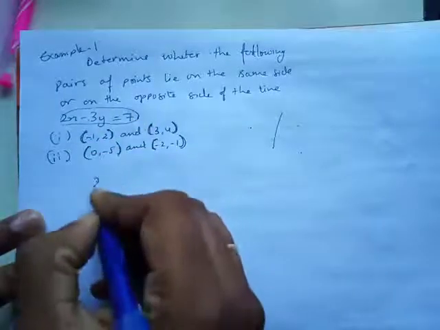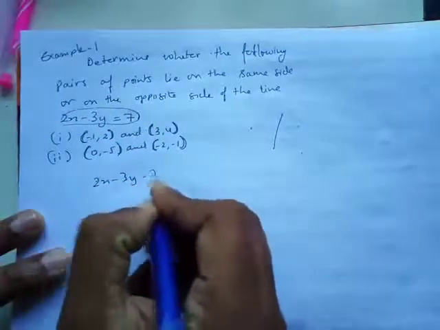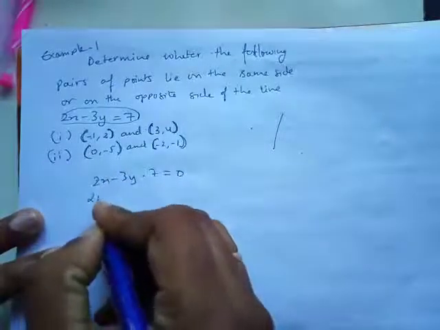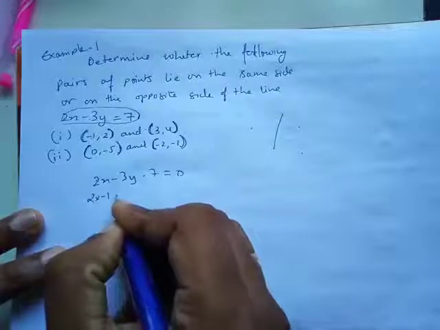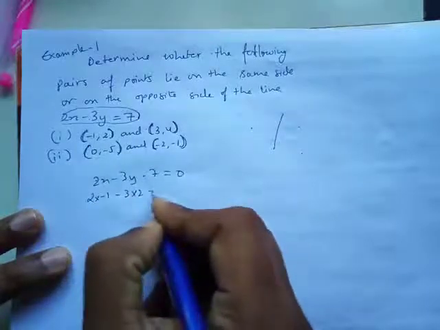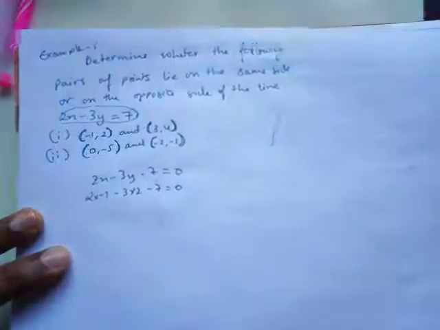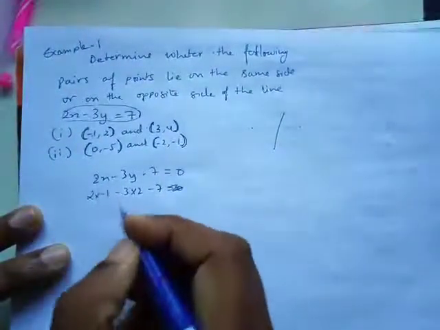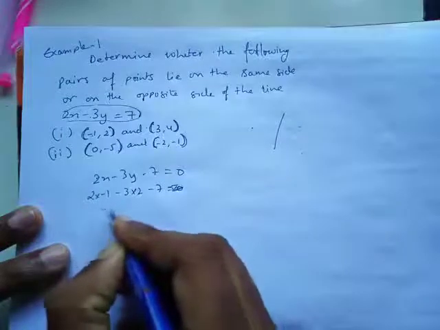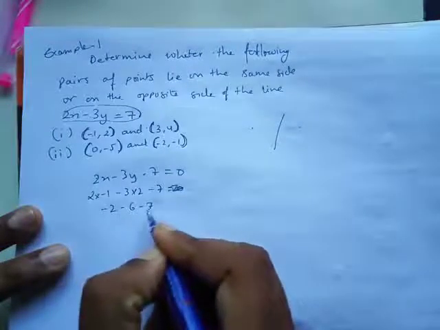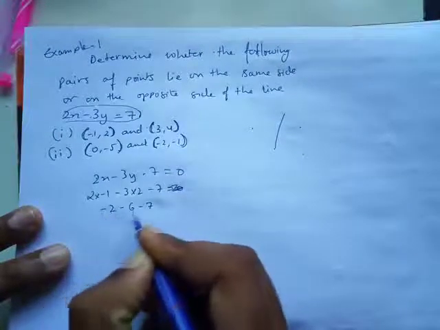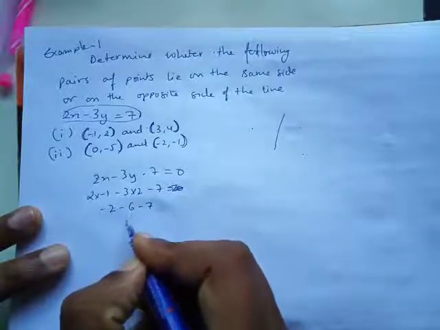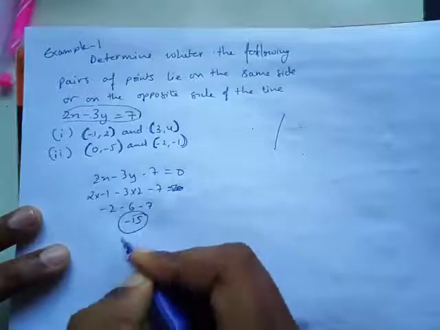Bring the -7 over here too, so 2x minus 3y minus 7 equals to 0. So if I put the value, I'll get 2 into -1 minus 3 into 2 minus 7 equals to 0. Then you don't have to put the value equals to 0, we'll just get the answer. And -2 minus 6 minus 7. So -2 minus 6 is -8, and -8 minus 7, so you got -15.